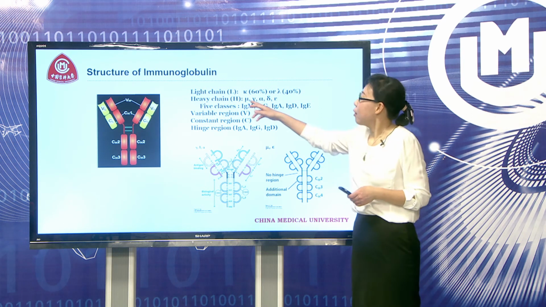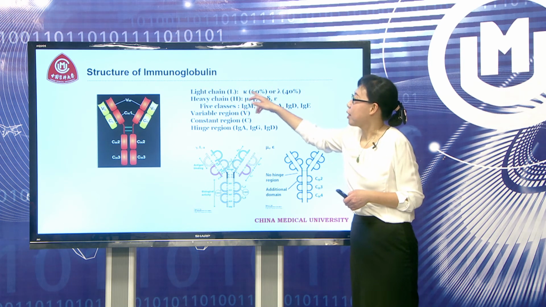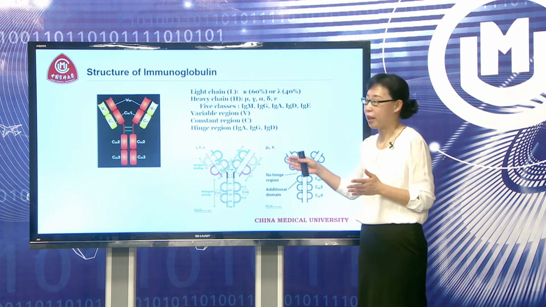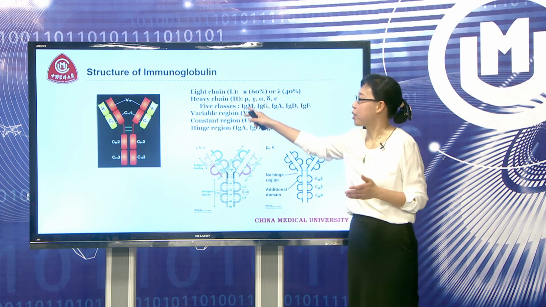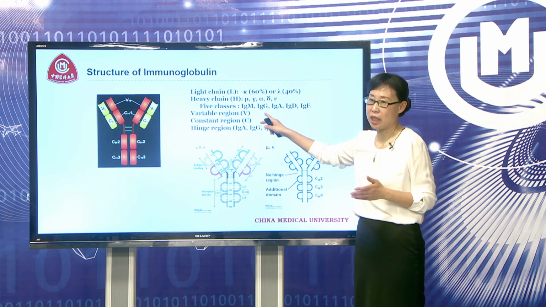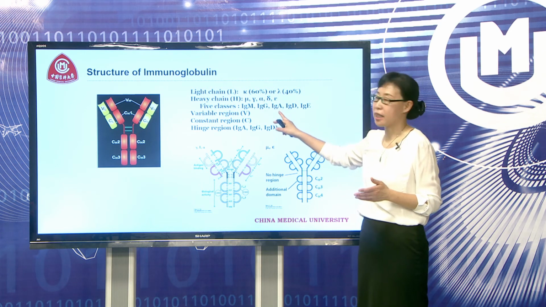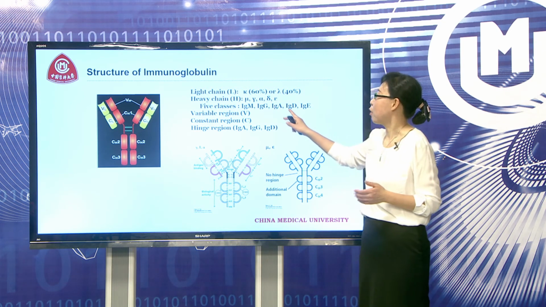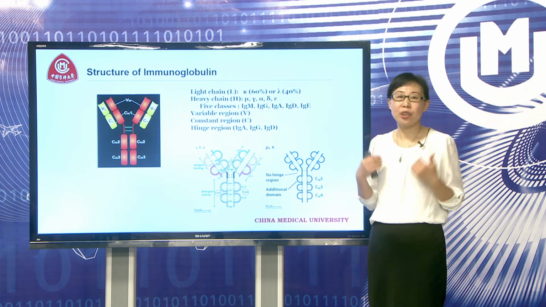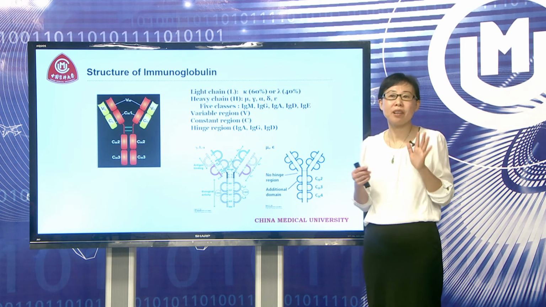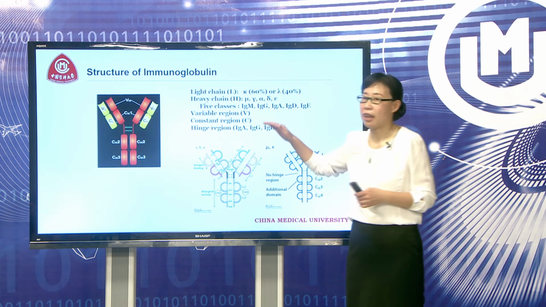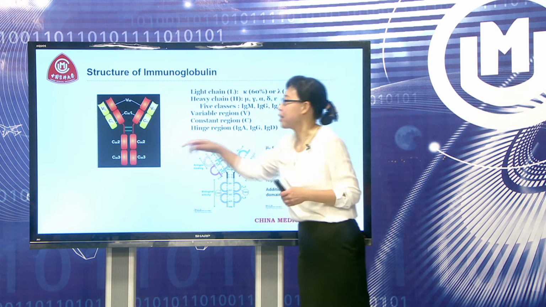If the heavy chain binds to the light chain, they will form the intact immunoglobulin. So mu chain will generate IgM, gamma chain will produce IgG, alpha chain is for IgA, delta chain for IgD, and epsilon chain is for IgE. In our body, there are a total of 5 classes of immunoglobulins. They are different in the constant region.